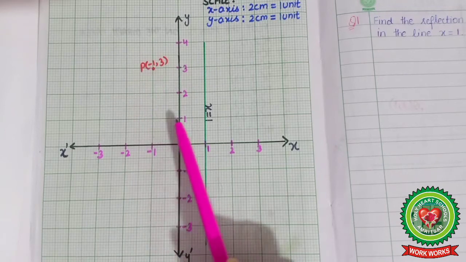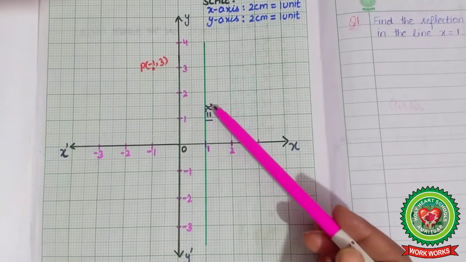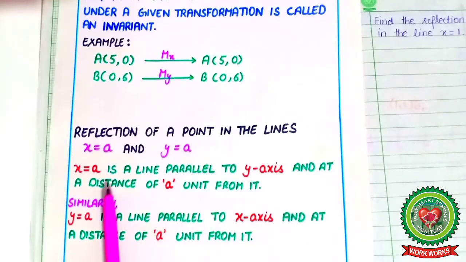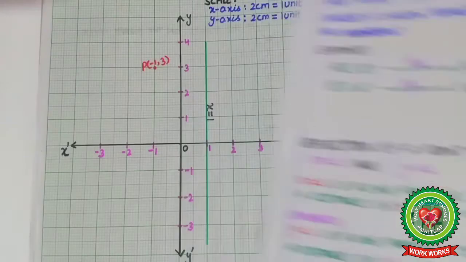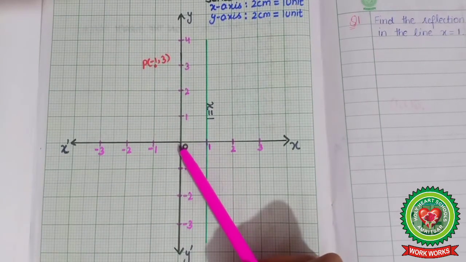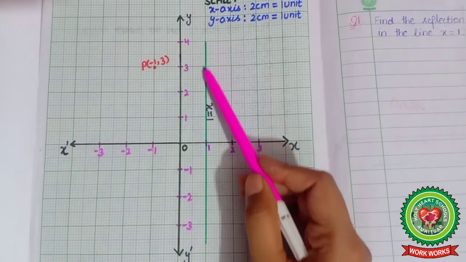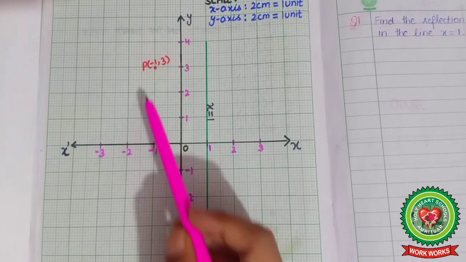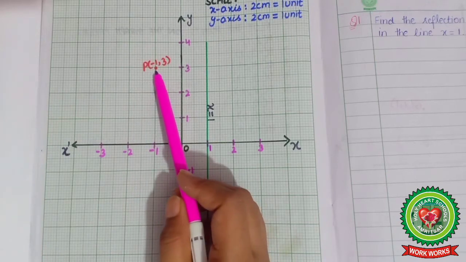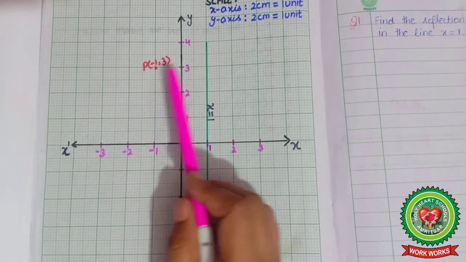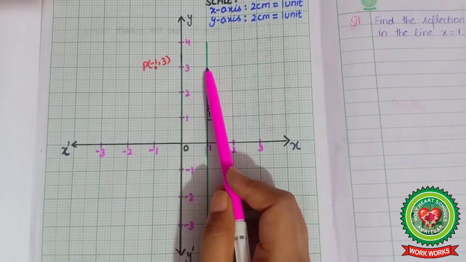So first of all, we have to draw the line x equals 1. On the x-axis, 1 is there. As we have already done, x equals a is a line parallel to the y-axis. So x equals 1 is also parallel to the y-axis, and we have to draw a parallel line to the y-axis here. Now point P is (-1, 3). We have to find the reflection of this point in the line x equals 1.